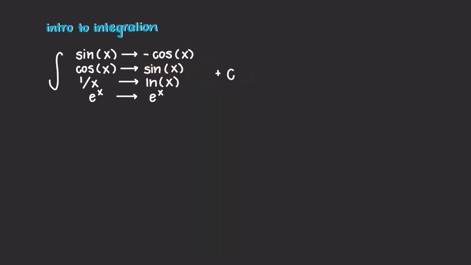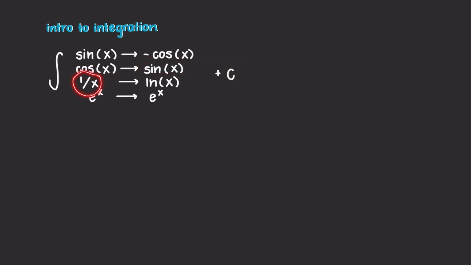Okay, that makes sense. Wait, no, it doesn't yet, but it'll get there. Let's see why it makes sense with cosine. If we take the integral of cosine, that's going to give us sine plus c. Why? Because what happens if we take the derivative of sine plus c? Well, the derivative of sine is, you guessed it, cosine, and then plus c, that's just like a number.